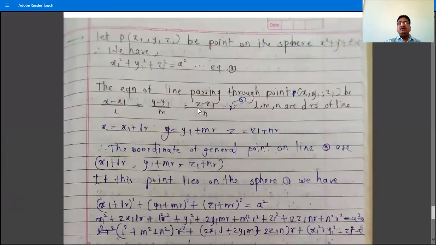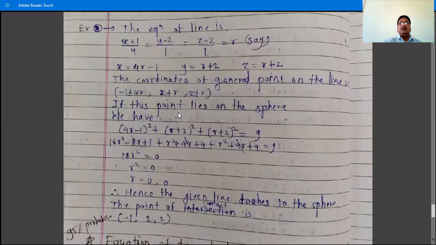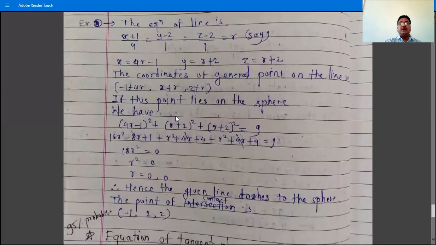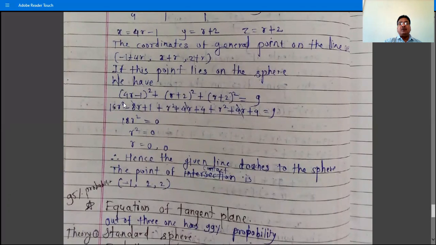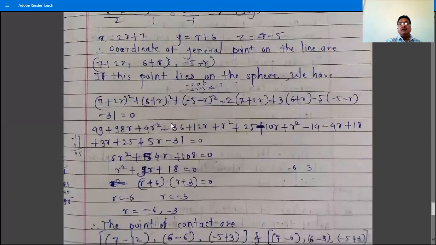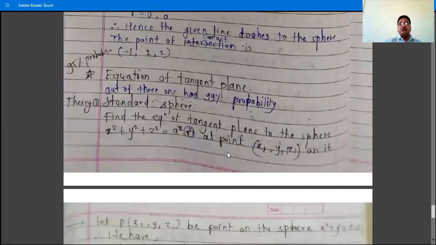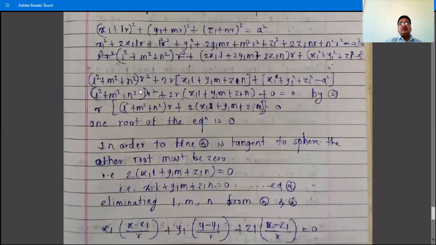If you observe the procedure of the previous problem, the problem of the tangent line to the sphere, it is the same procedure: collect the coefficient of r², then r, and then the constant terms. We have a quadratic equation in r with an r² term, an r term, and the remaining constant terms. So we have l² + m² + n².